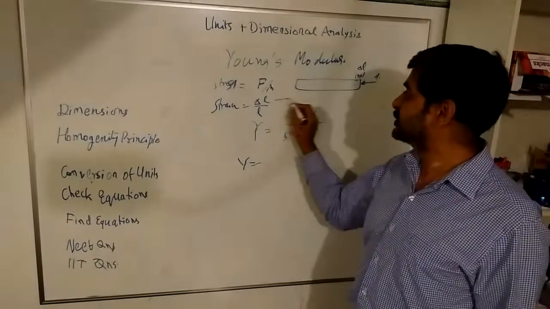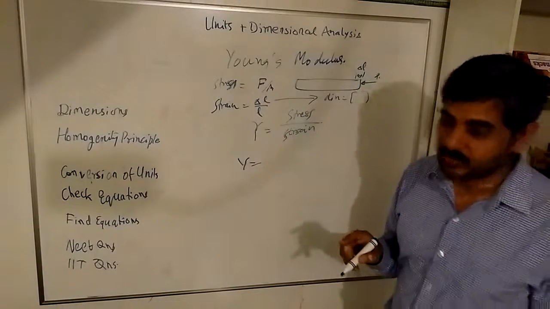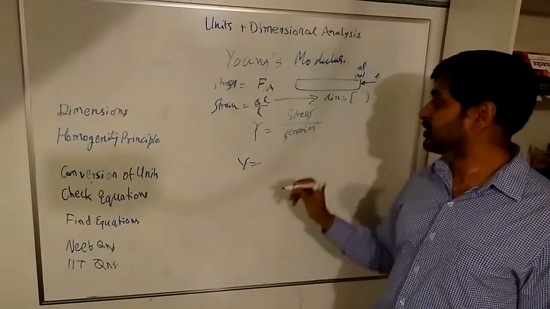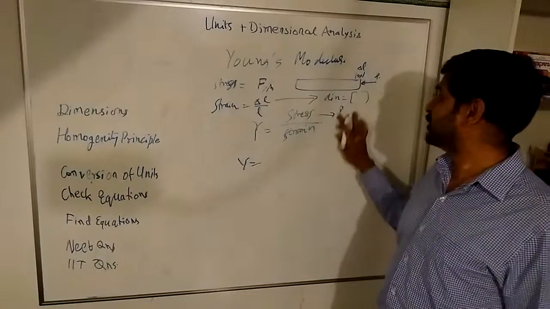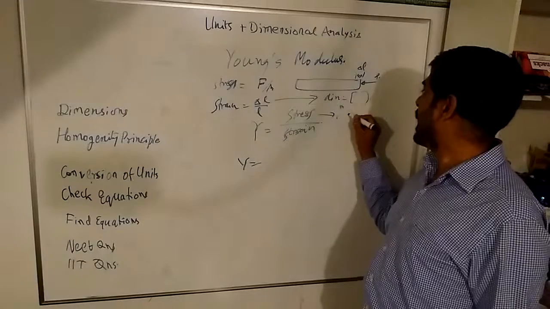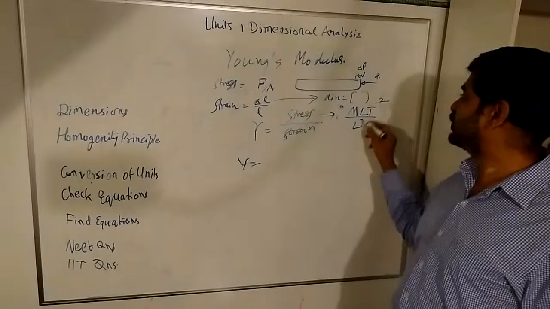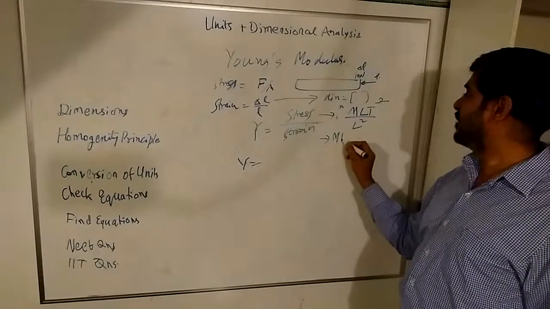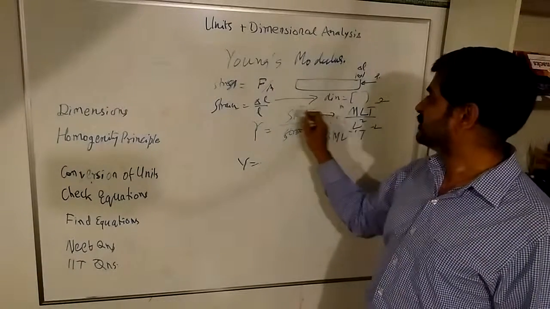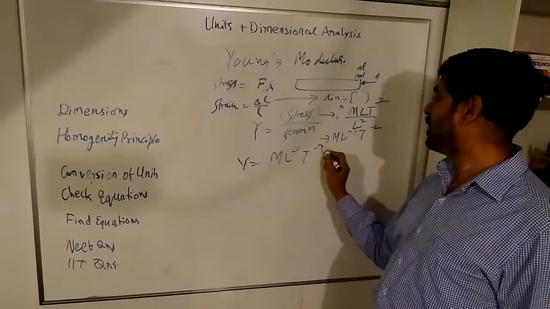Now first, the dimensional formula for the strain is nothing: it's M to the power 0, L to the power 0, T to the power 0. Strain is a dimensionless quantity, but stress has the same dimensional formula as the pressure, because force divided by area is also the dimensional formula for pressure. Force is mass into acceleration, MLT to the power minus 2, divided by L square, so this has a dimensional formula of ML to the power minus 1 T to the power minus 2, and therefore Young's modulus will also have the same dimensional formula as the stress, or ML to the power minus 1 T to the power minus 2.